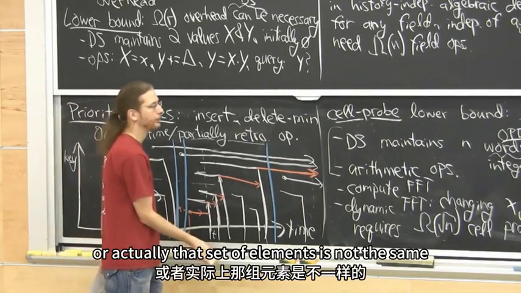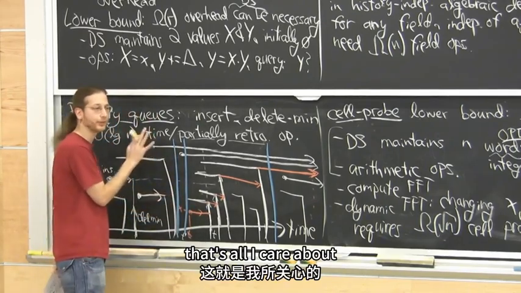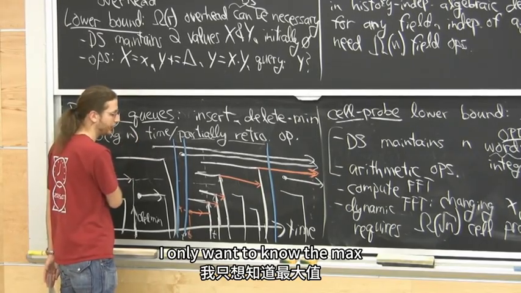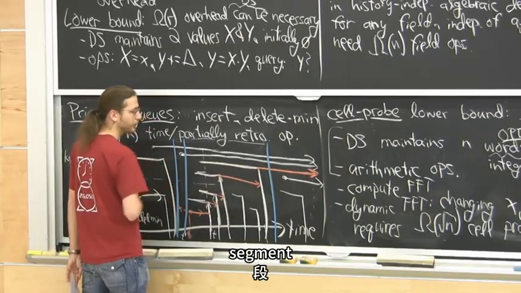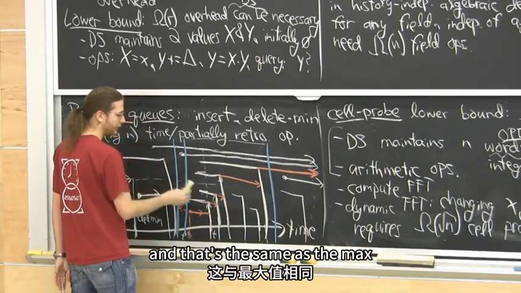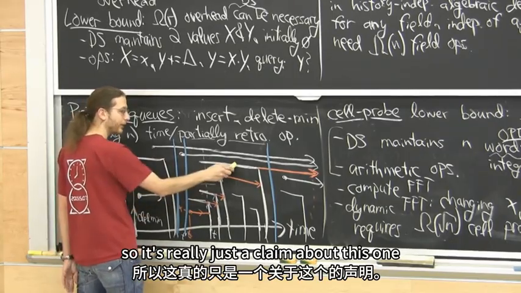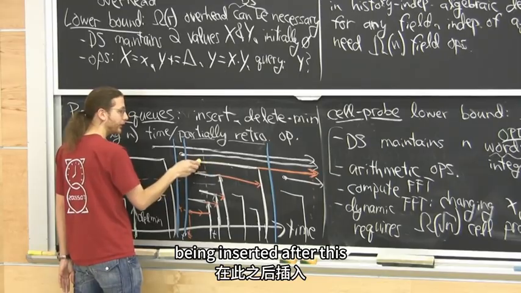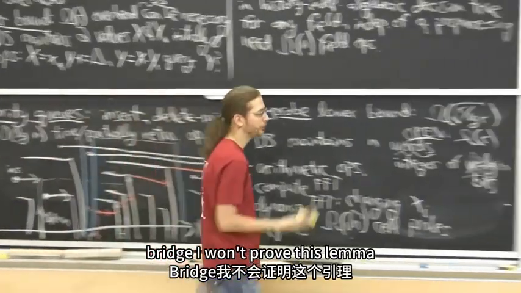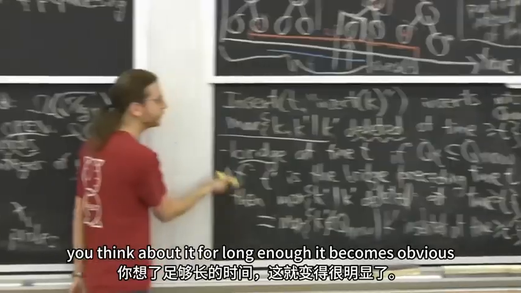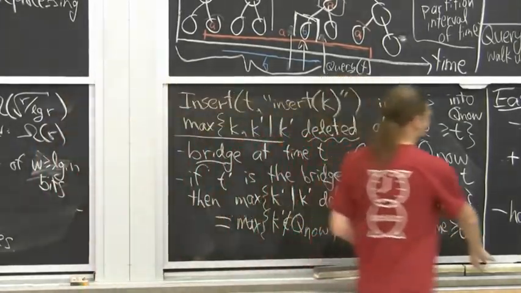That's the claim. Or actually, that set of elements is not the same, but the max will be the same. That's all I care about. I only want to know the max. The max among all the ones deleted here is this uppermost segment. And that's the same as the max among all the guys that are inserted after here. So it's really just a claim about this one being inserted after this bridge. I won't prove this lemma. You think about it for long enough, it becomes obvious. I'll leave it at that.